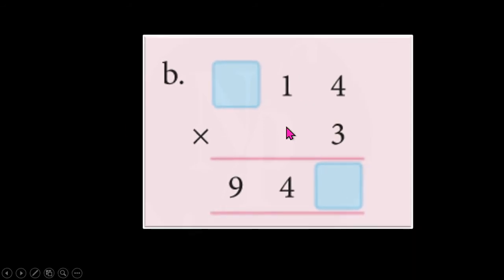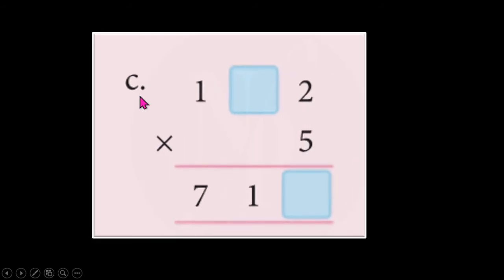Now let us move to the next question, B. Here we multiply this number by 3. 3 4s are 12. So we write 2 in ones place, and 1 is carried forward. 3 ones are 3. 3 plus 1 is 4. It is given here. And here in the product we have 9. To get 9, there should be 3 here, because on multiplying 3 by 3 we get 9. So the digit here must be 3. Therefore we should fill 3 in this box and 2 in this box.